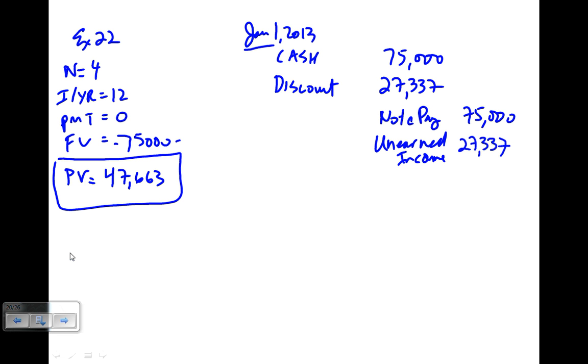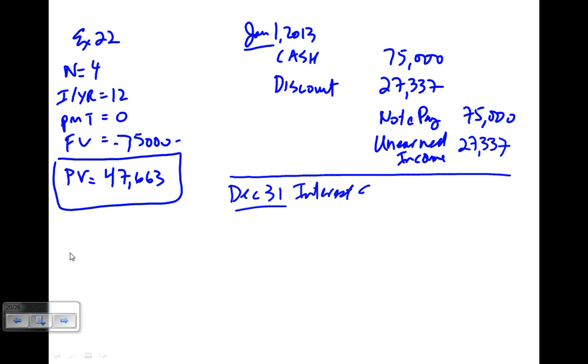And so what we have here is next period on December 31st, we have some interest expense. And again, it's always the carrying value of the note times the effective rate. The effective rate is 12%. The carrying value is 47,663, and we get 5,720, and that's going to come from the discount on note payable, 5,720.